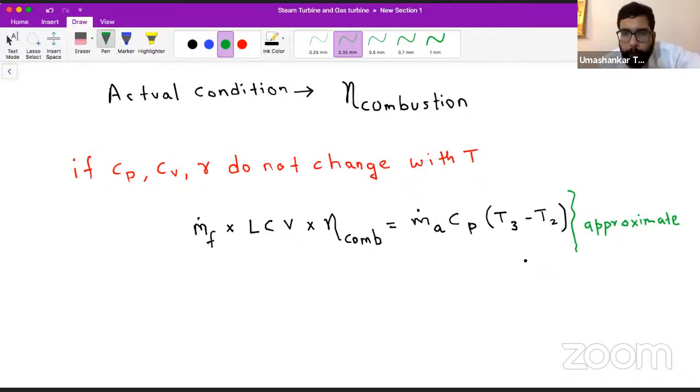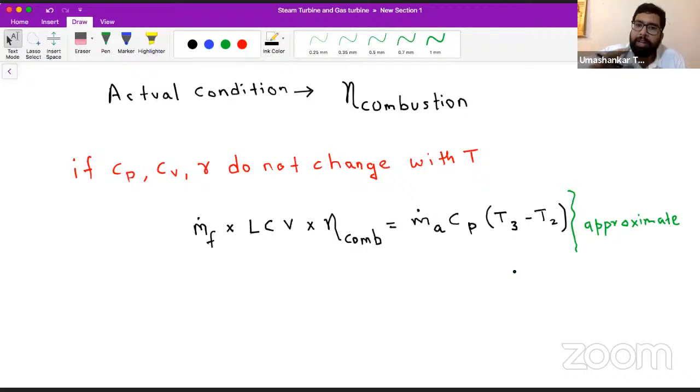So if an actual gas turbine question is asked and combustion efficiency is given, and Cp, Cv, gamma are given as not changing with temperature, or if nothing is written, how will we know whether Cp, Cv, gamma change with temperature or not? By seeing the question. If changes in Cp, Cv, gamma are not given, consider that they are not changing.